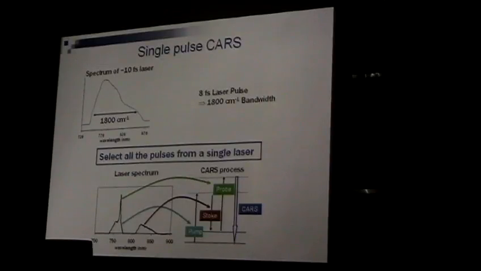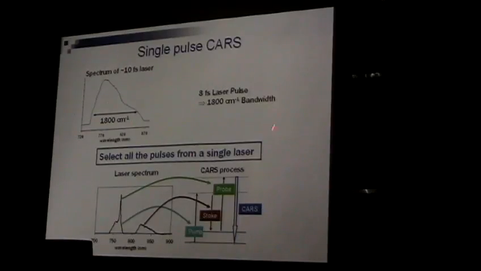Now, these days you can buy a femtosecond laser having a pulse width of less than 8 femtoseconds. This is commercially available. And if you plug this pulse duration into the equation, you get something like, if you have 10 femtoseconds, you have 90 nanometer bandwidth. So this laser doesn't look like a laser anymore. It's almost like a white light source.